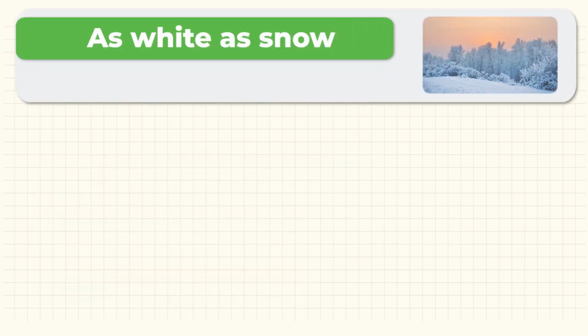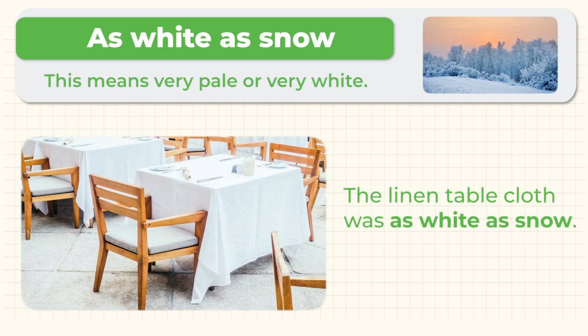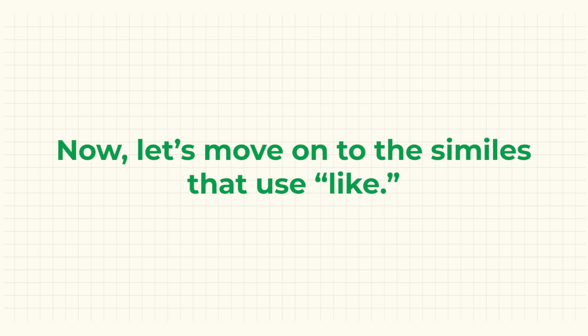As white as snow. This means very pale or very white. The linen tablecloth was as white as snow. Now let's move on to the similes that use like.